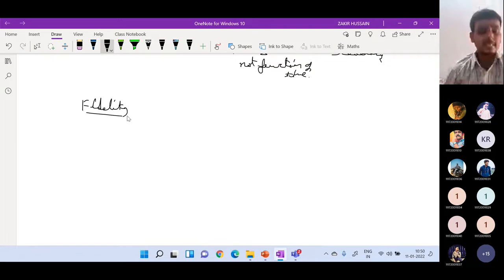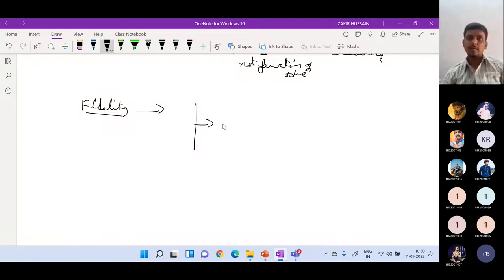Fidelity is nothing but the degree to which an instrument indicates the changes in the measured variable without dynamic error. For example, if your true reading is 100 degrees centigrade, how close will the instrument's measured value be to this 100 degrees centigrade? This is the measured value, and this is the true reading. The true reading is 100 degree centigrade. The measured value will be produced by the instrument.